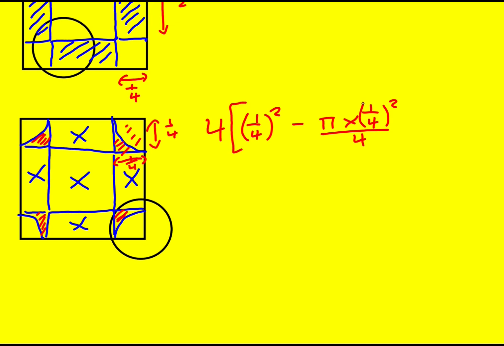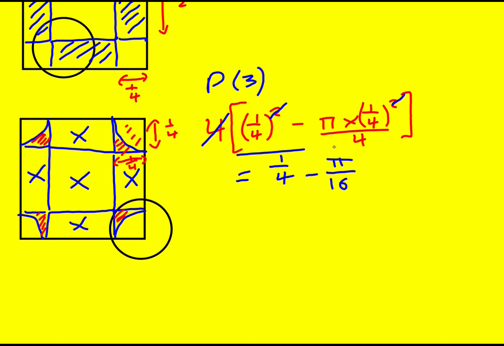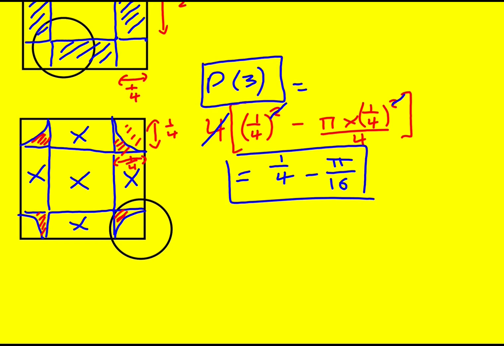And I'll times the whole thing through by 4. I can actually cancel that 4 out, like so. So I'm going to get an answer of 1/4 minus pi over 16. That is for the probability of achieving not 4, a 3. Nice. I think that one is the trickiest one.